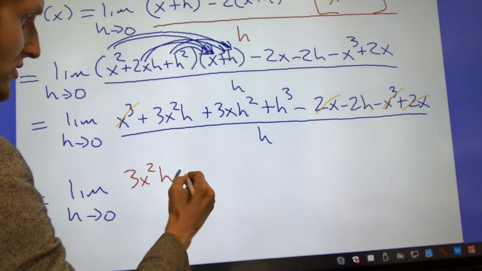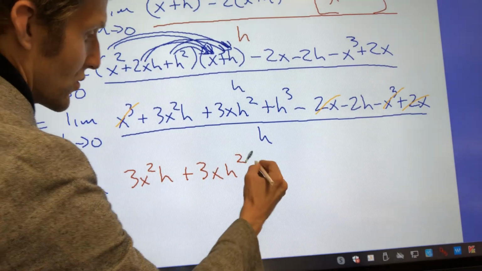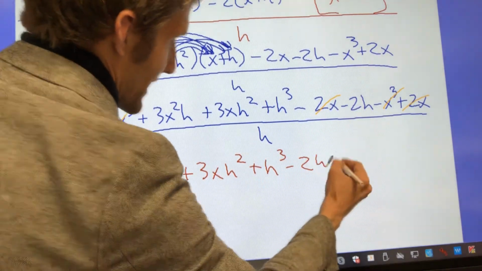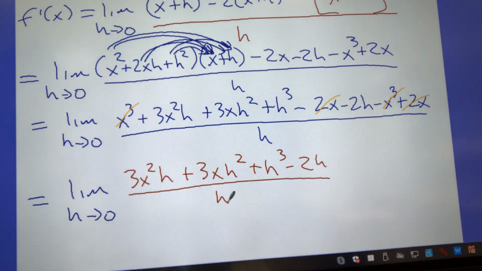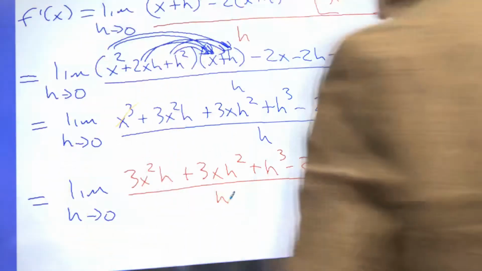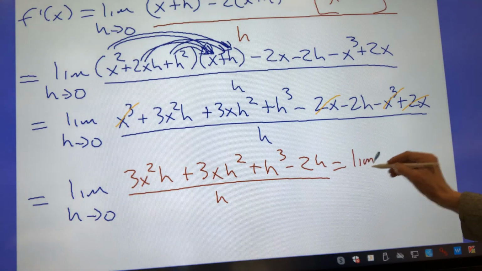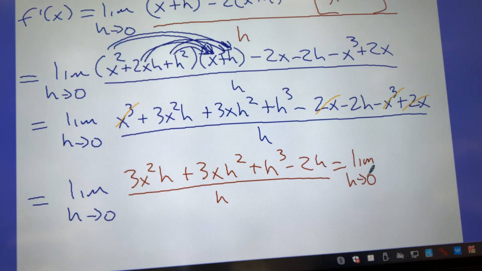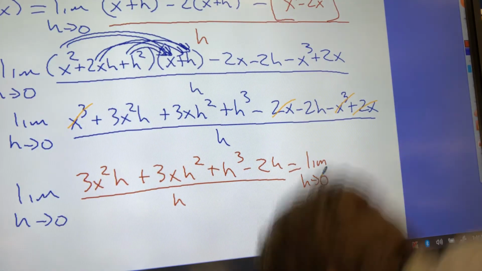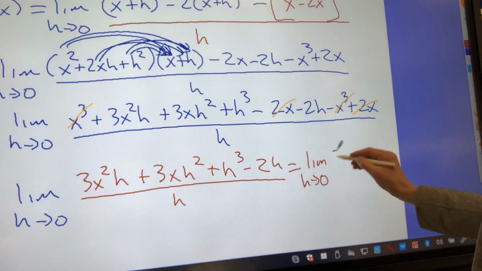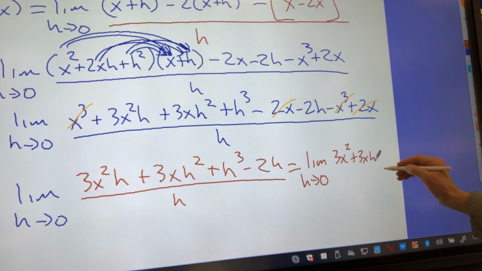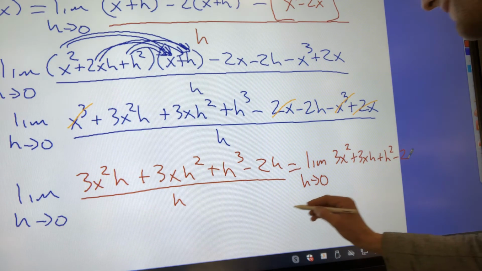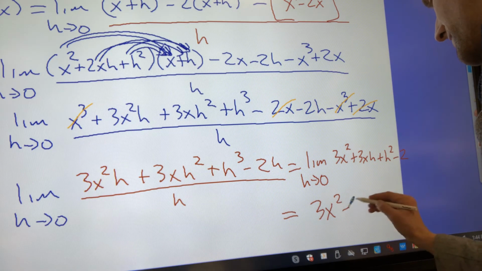3x squared h plus 3x h squared plus h to the third minus 2h divided by h. Now we're going to divide everything by h here. The limit as h goes to 0 of 3x squared plus 3xh plus h squared minus 2. Let h go to 0. That is 3x squared minus 2.